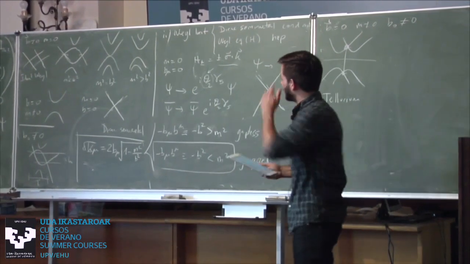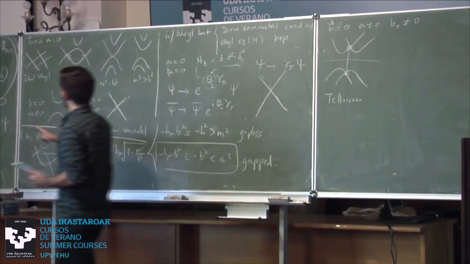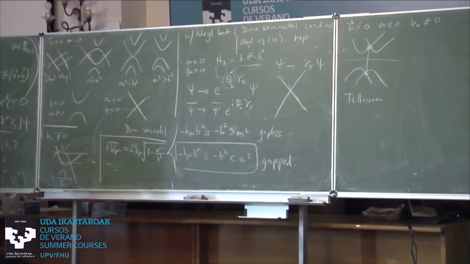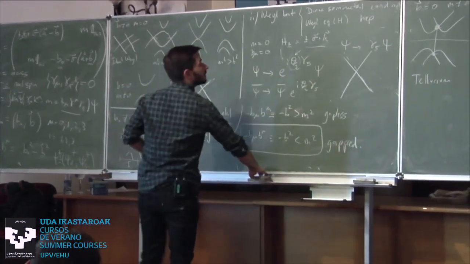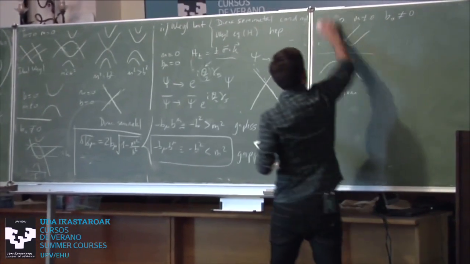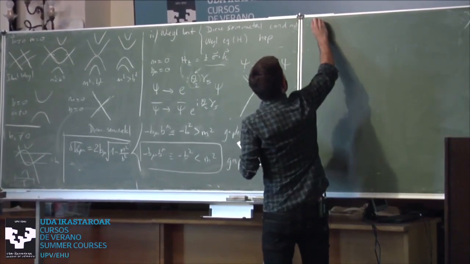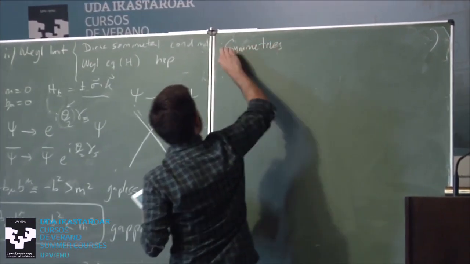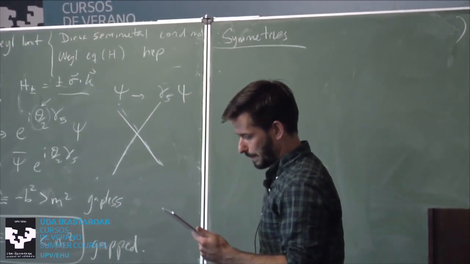So now let's talk a bit more about symmetries of this object, the B and the B0, which is what I'm left with. Symmetries. I consider the spectrum. I'll consider symmetries.